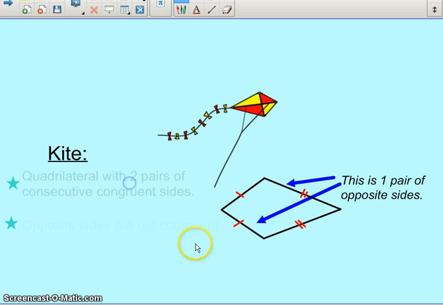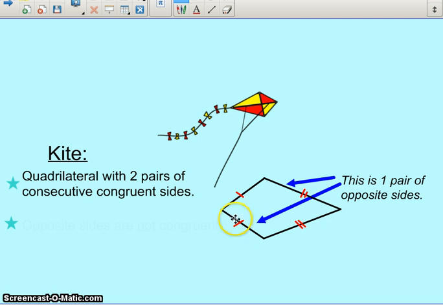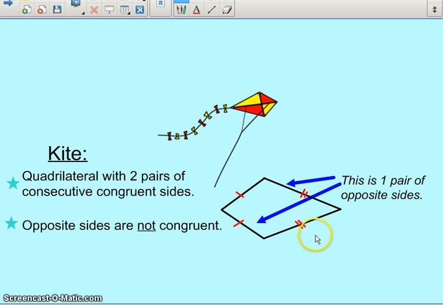Alright, so a kite. What is a kite? Quadrilateral with two pairs of consecutive congruent sides. So notice that we've got consecutive congruent sides marked on our little picture there, and that the opposite sides are not congruent. There's only one tick mark here, two tick marks here, so they're not going to be congruent there. So that is a kite.